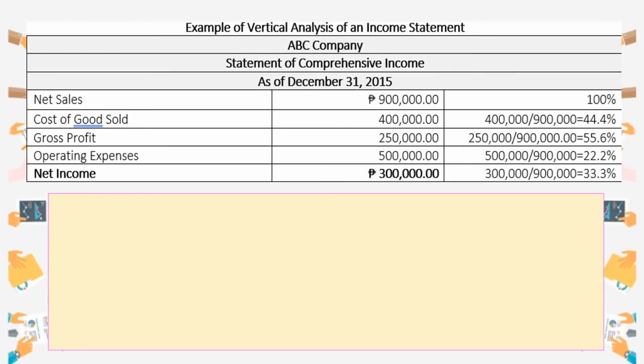Let us have the example of vertical analysis of an income statement. We will use the ABC Company SCI as of December 31, 2015. The net sales is our 100%, so this will be our base, which is 900,000 pesos. Let's start with the cost of goods sold. 400,000 divided by 900,000 is equal to 44.4%. For the gross profit, we have 55.6%. For the operating expenses, we have 22.2%. And for the net income, we will have 33.3%.